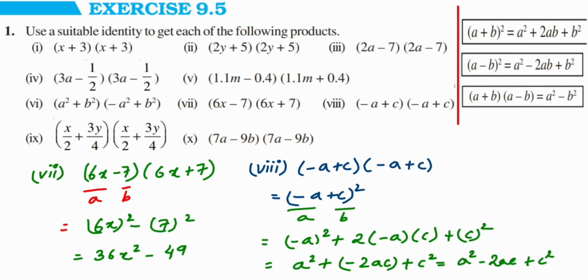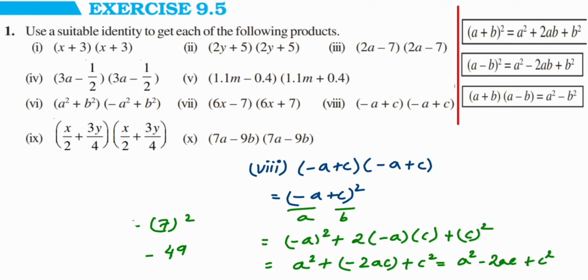That's it. This is the answer for the eighth problem. Now we'll go to the ninth one. So the ninth problem is x upon 2 plus 3y upon 4 into x upon 2 plus 3y upon 4. Both binomials have the same positive sign and the terms are also the same, so you have to use the first identity.